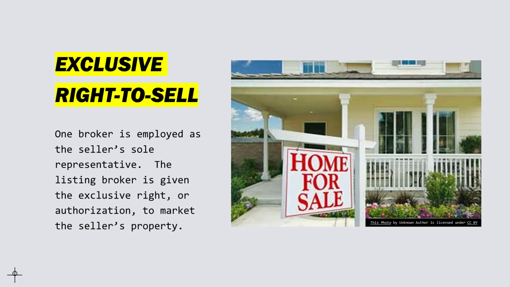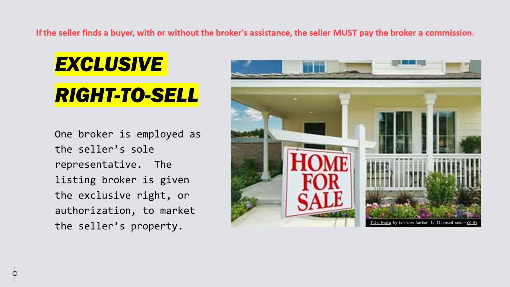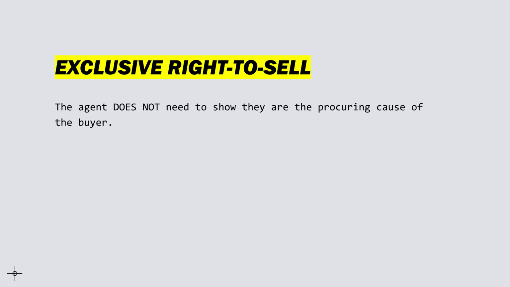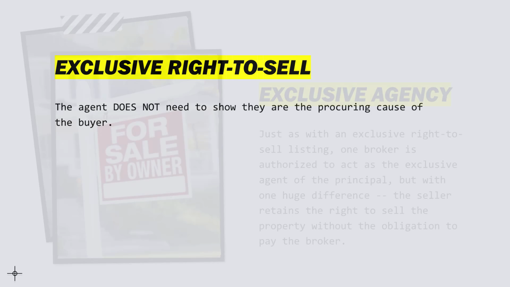With an exclusive right to sell listing agreement, the listing broker is given the exclusive right or authorization to market the seller's property. If the property is sold while the listing agreement is in effect, the seller must pay the broker a commission regardless of who sells the property. In other words, if the seller finds a buyer with or without the broker's assistance, the seller must pay the broker a commission. In an exclusive right to sell listing, the agent does not need to show that they are the procuring cause of the buyer.